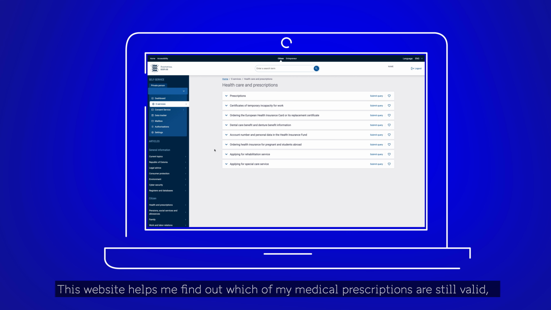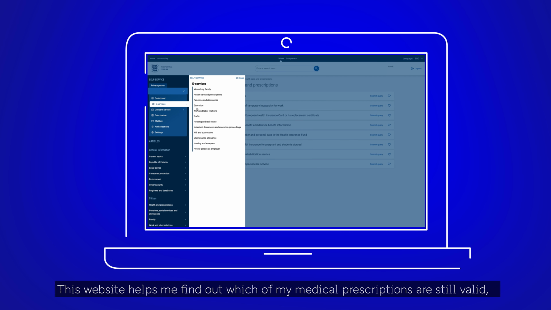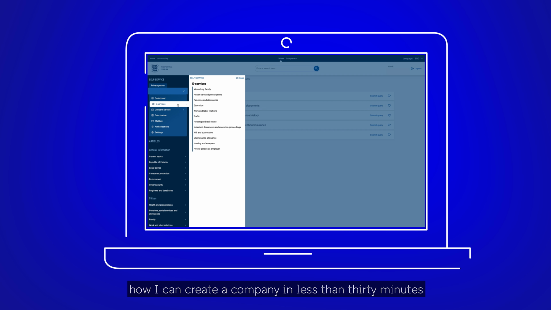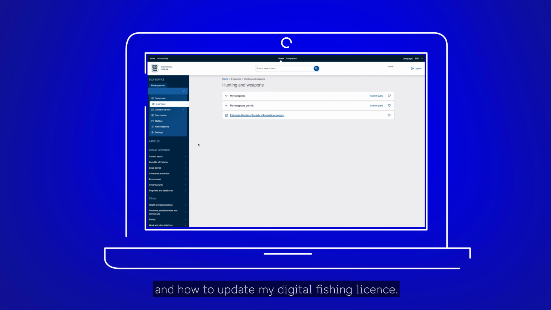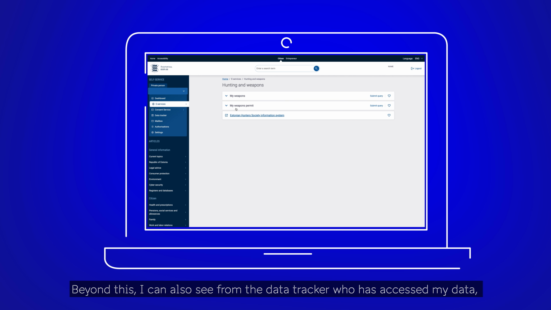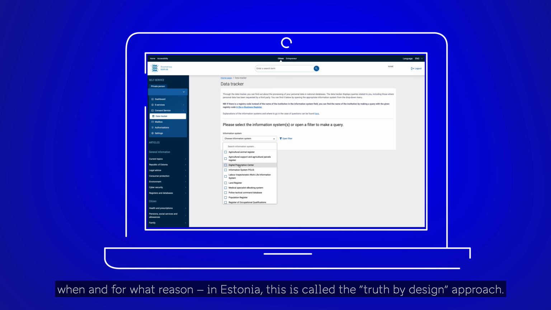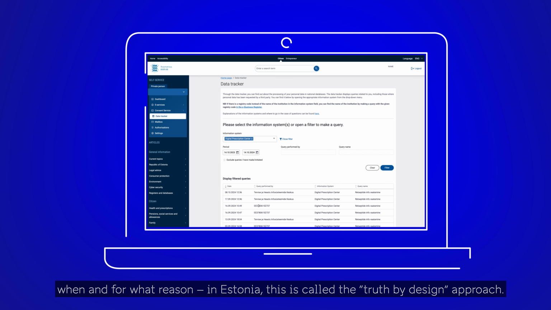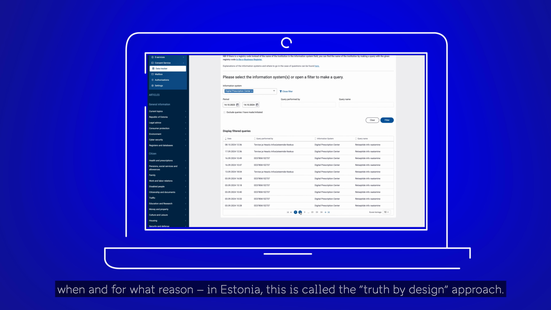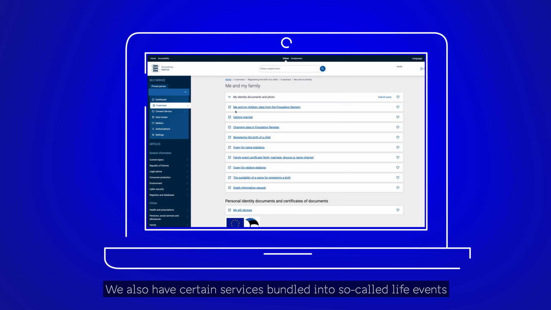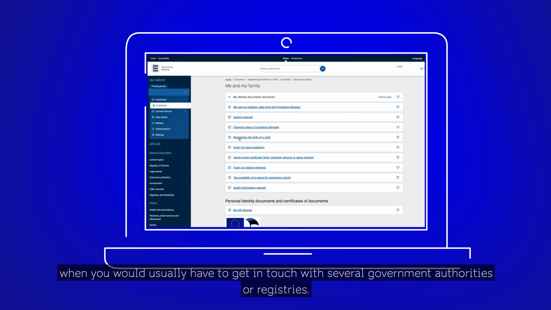This website helps me find out which of my medical prescriptions are still valid, when my car is due for the next technical inspection, how I can create a company in less than 30 minutes, and how to update my digital fishing license. Beyond this, I can also see from the data tracker who has accessed my data, when and for what reason. In Estonia, this is called the Truth by Design approach. We also have certain services bundled into so-called live events that make those situations easier when you would usually have to get in touch with several government authorities or registries.